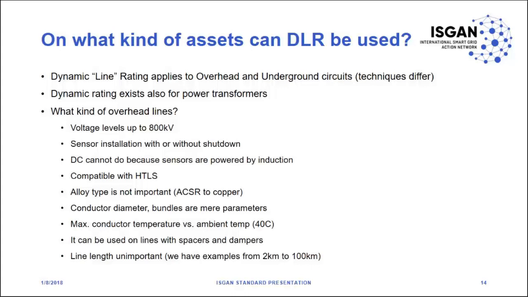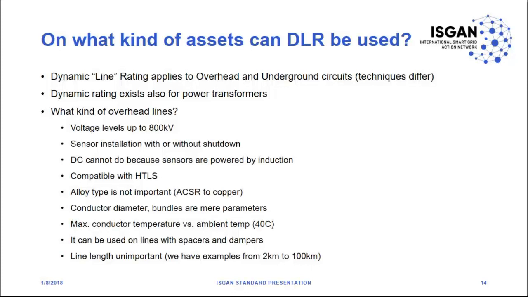Alloy type is not important. We have cases with AAAC, ACSR, even copper. It can happen. It's only a parameter, just like conductor diameter, or the fact that the circuit is with dual conductors or triple, quad, whatever.